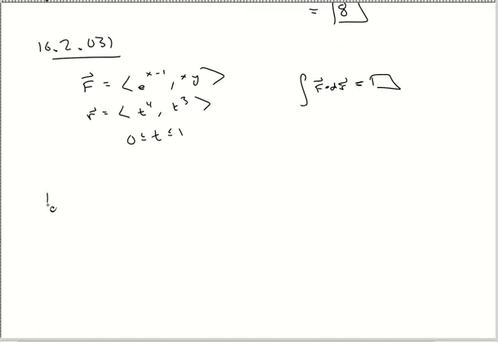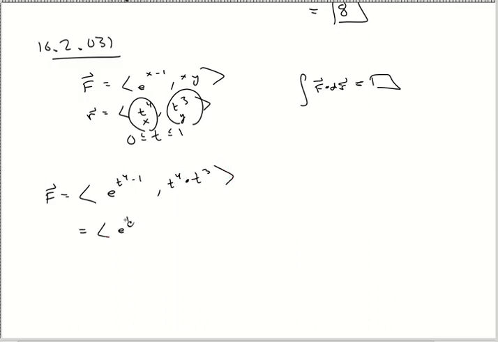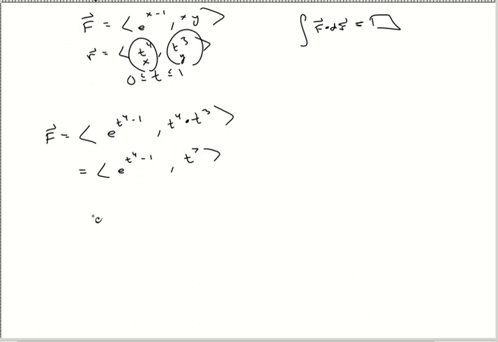Well, first off, I want to rewrite my F vector. Again, remember that this is x and this is y, right? So I'm just plugging them in as I see. So I've got e to the t to the 4 minus 1. Here I've got t to the 4th times t cubed. Just a tiny bit of simplifying here. Multiplying the bases, you add the powers to make a 7. So that's my F vector.